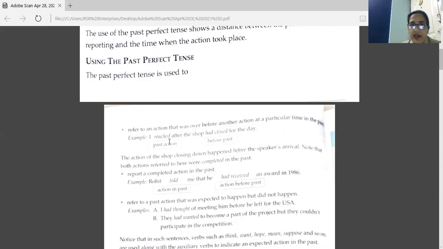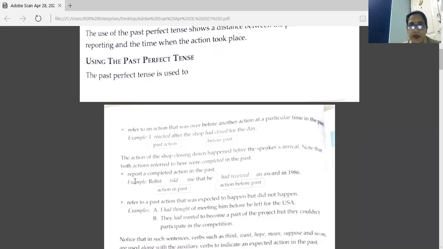See this? I reached after the shop had closed for the day. So first, this closing was done and after that, reaching. So in that first action, we have past perfect, had closed. And in the second action, reached, we have simple past tense.